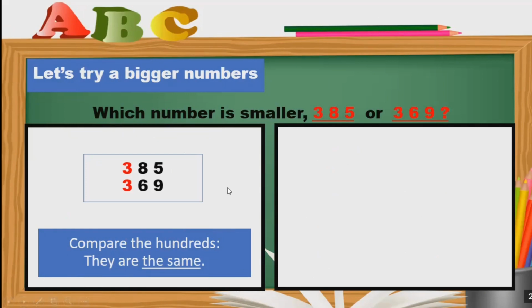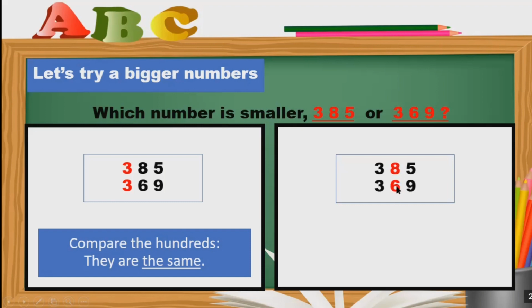In our previous lesson, we learned to compare numbers by using the place value. And we discussed the place value last lesson, right? So this is ones, this is tens, and this is hundreds. Again, ones, and then tens, and hundreds. Now, 3 and 3. The same number, equal. So we cannot say that greater or smaller, bigger and smaller. Now, we will compare the tens place. So since hundreds place are the same, we will go to the tens place.